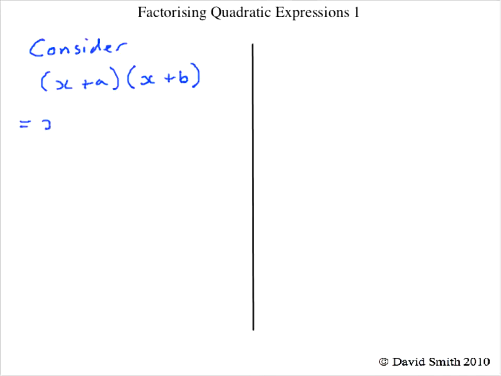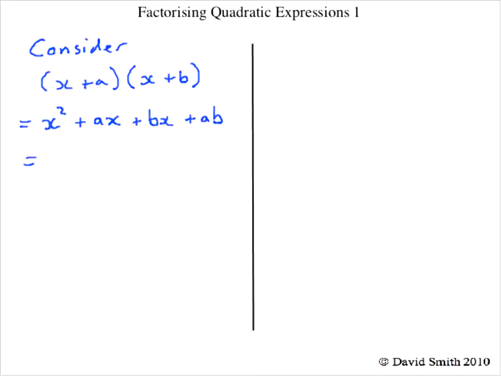X multiplied by x is x squared. X multiplied by plus a is plus ax. Plus b multiplied by x is plus bx. And plus a multiplied by plus b is plus ab. So there are the four parts of the expansion.